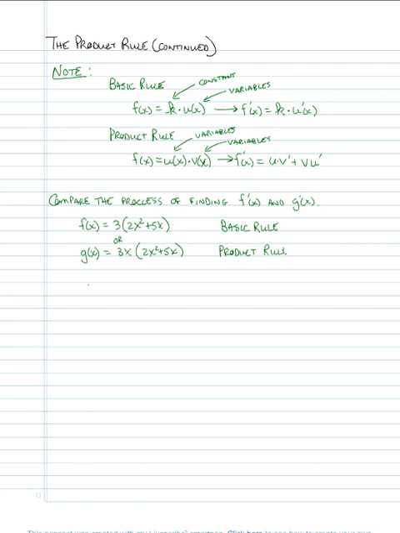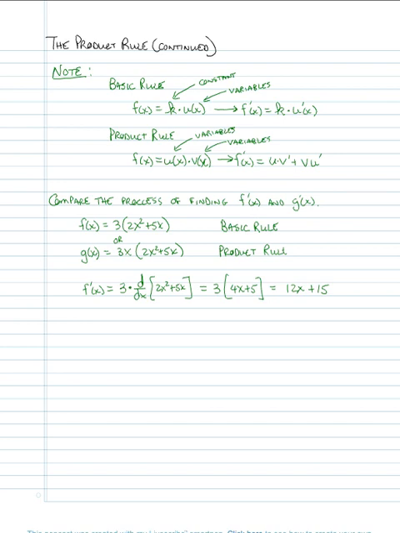Let's see how we would actually use the first function, finding the derivative of f of x. And remember, when we have a constant times a function, finding the derivative is the constant times the derivative of the function. In this case, the function is 2x squared plus 5x. That's what 3 is multiplying against. And of course, that can be done pretty quickly. The derivative of 2x squared plus 5x gives us 4x plus 5. And that simplifies, or expands, as 12x plus 15.